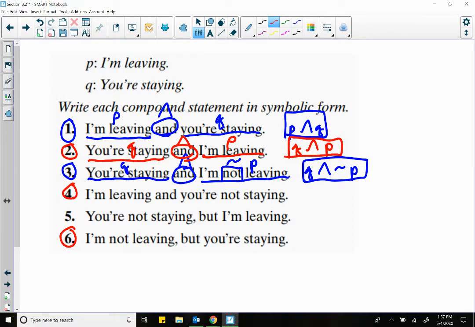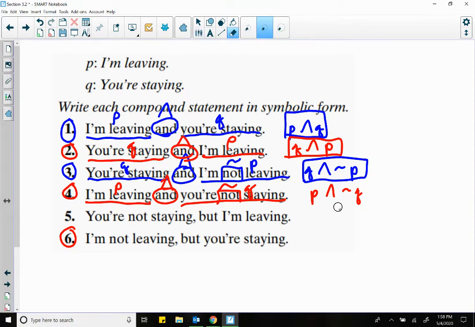And there you go. Number 4, I'm leaving. So that's P. You see and, so there's your rooftop. Kind of running out of room there. That blends in too much. Let's fix this so that way we can see it a little bit better. So we got and, rooftop. You're not staying. All right, so there's not. That means we got a negation. And you're staying was Q. So this looks like P, rooftop, negate Q.